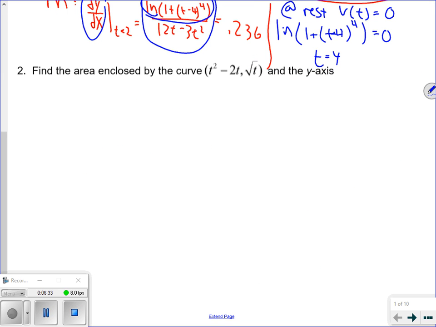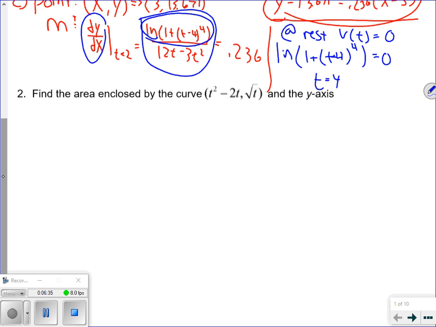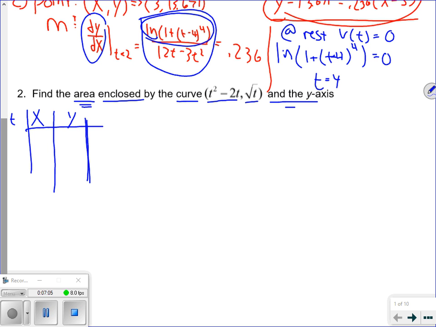All right, now another cool little problem with this, and then we'll move on to vectors. I just thought this was a fun little parametric equation. It says find the area enclosed by the curve t squared minus 2t and the square root of t and the y-axis. Okay, so I encourage you to graph this right now. I encourage you to try to go to your calculator and graph this, or if you want, do the long way. You know, figure out your x and your y points, and then plot them. You know, if we have that whatever t equals, we can plot that, no problem.